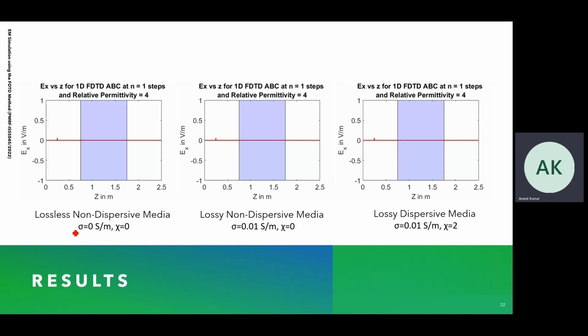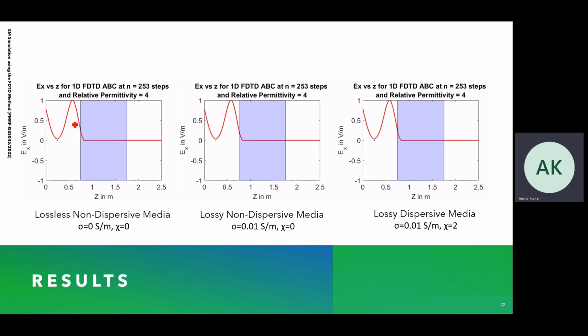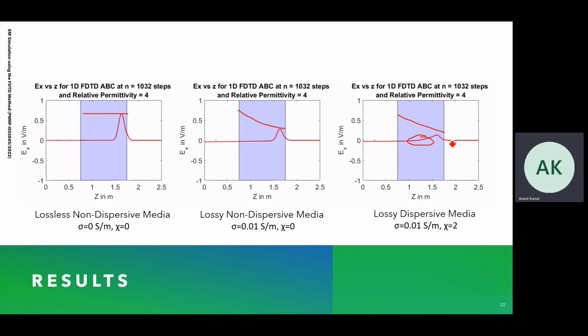In the previous case, those were lossy and lossless media, and we did not consider chi as one of the variables. So you can see for a lossless non-dispersive media, there will be this pulse, and as it propagates you see a reflection over here. This particular pulse does not attenuate inside, but this pulse attenuates, and this pulse also attenuates, but you can see this particular spread. So this is asymmetric. This pulse loses symmetry.